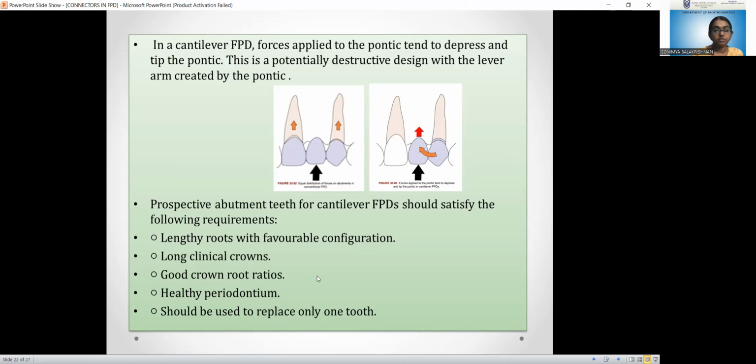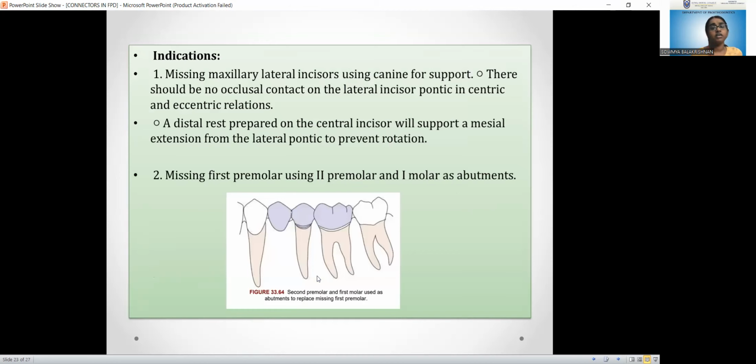So these are the requirements that we have to follow while selecting an abutment for a cantilever FPD. That is lengthy root, long clinical crown, good crown root ratio, healthy periodontium, and it should be used to replace only one tooth. So in what all cases can we go for a cantilever FPD?